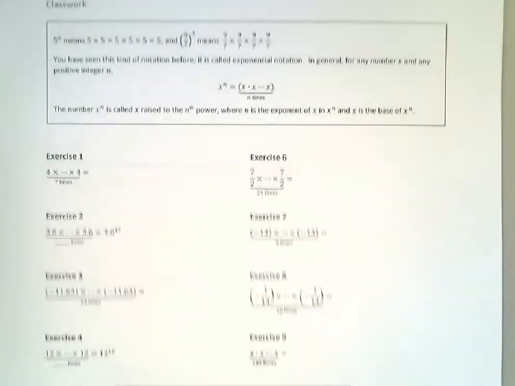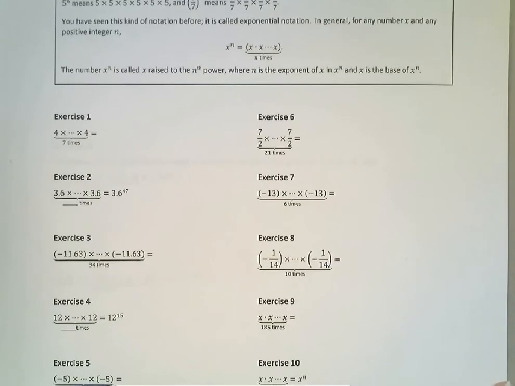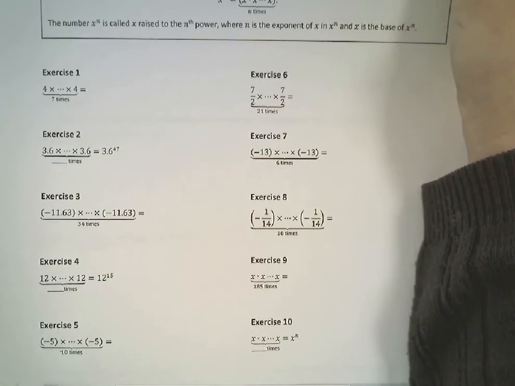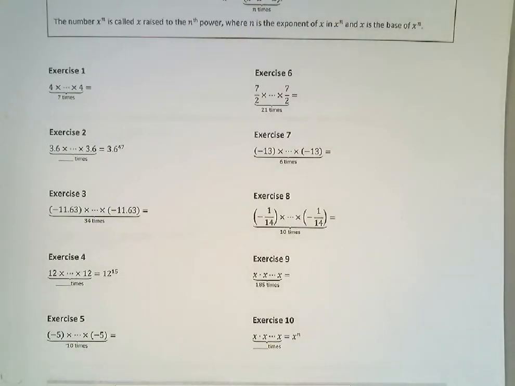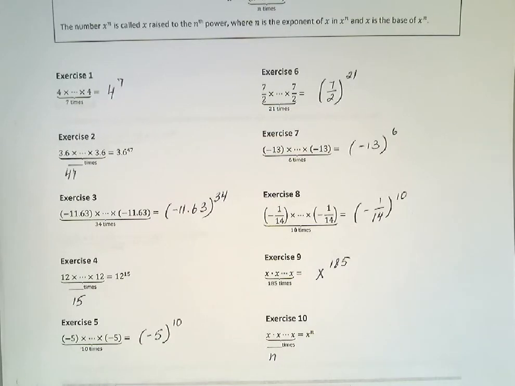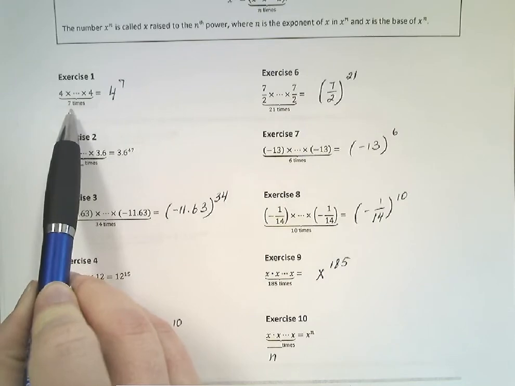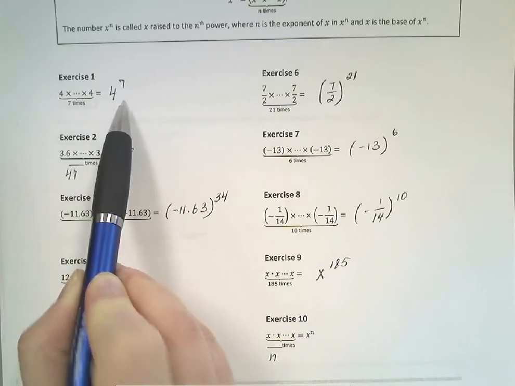All right, so right now it's time to try some exercises. I'll have you do numbers 1 through 10 by yourself and then get back together and check the answers. So we are back together now and just very quickly going over all of my answers and compare them with yours. So 4 multiplied by itself 7 times is 4 to the 7th power.